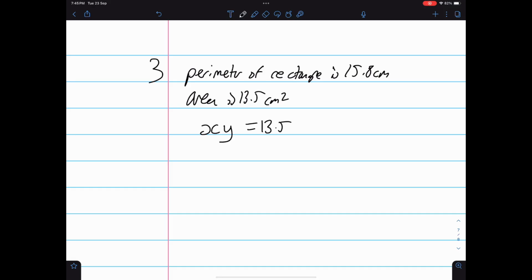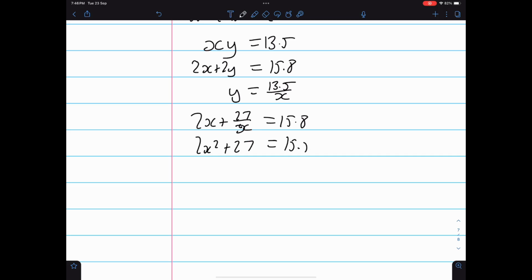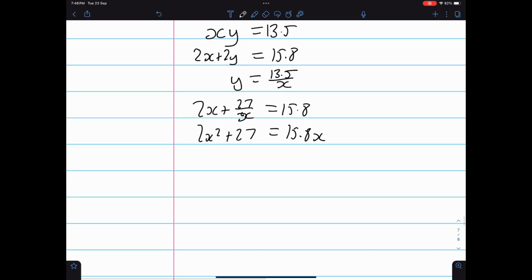xy will equal 13.5 because base times side. The perimeter will be 2x plus 2y. That's 15.8. y is just equal to 13.5 over x. So we'll substitute that in. 2x squared plus 27 equals 15.8x. 2x squared minus 15.8x plus 27 is equal to 0.